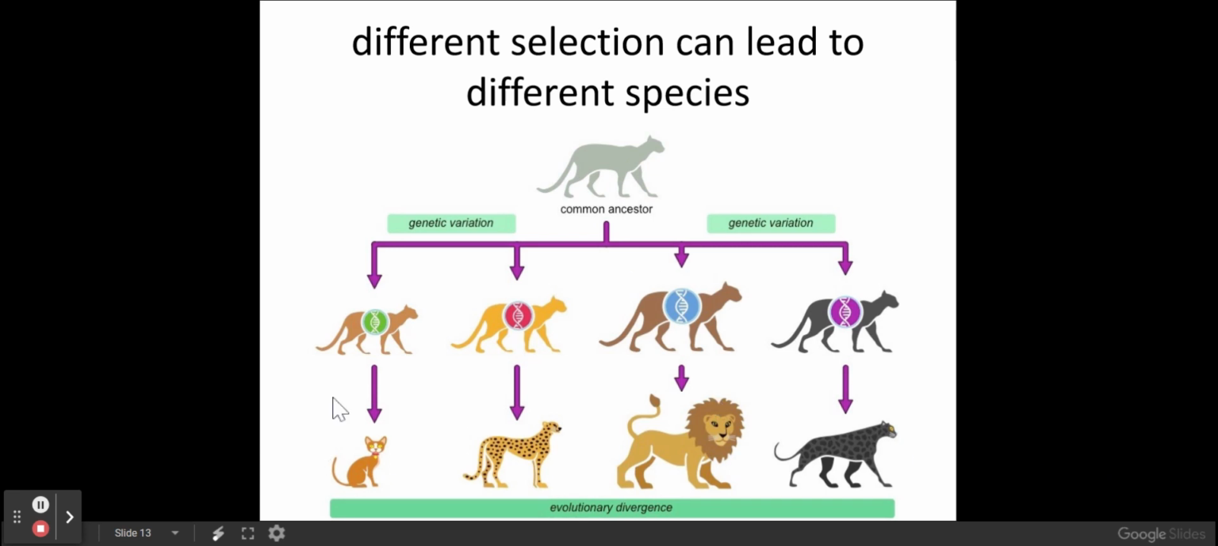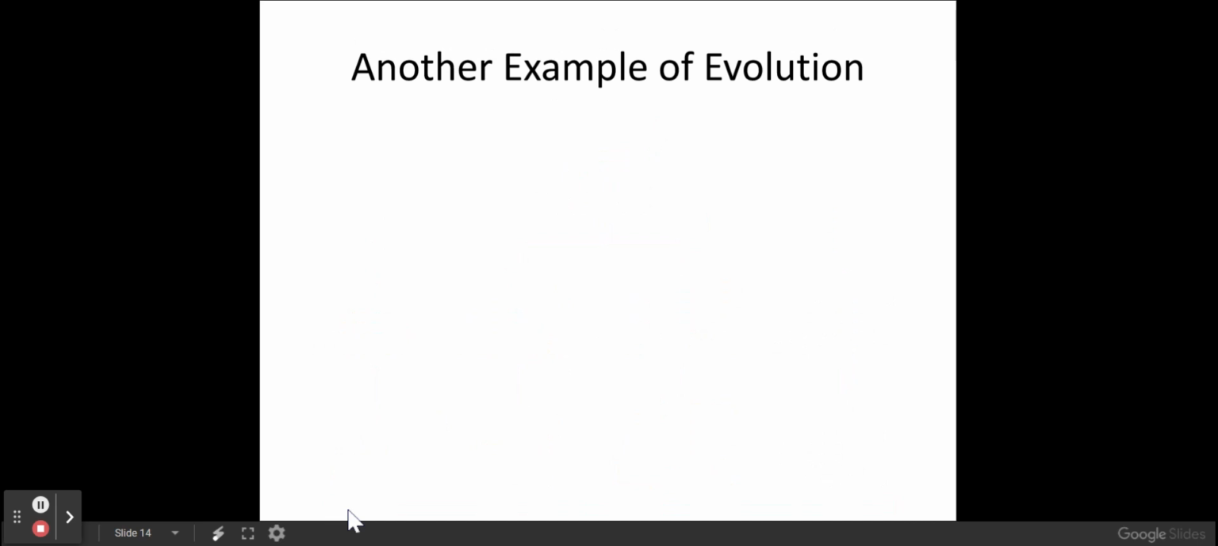So you can imagine that the cats all have this common ancestor that was not a lion or a cheetah or a panther. But that common ancestor found, in different environments with different selective factors, you have this accumulation of different traits over time, and now you have different species. Again, we'll talk more about that later on.